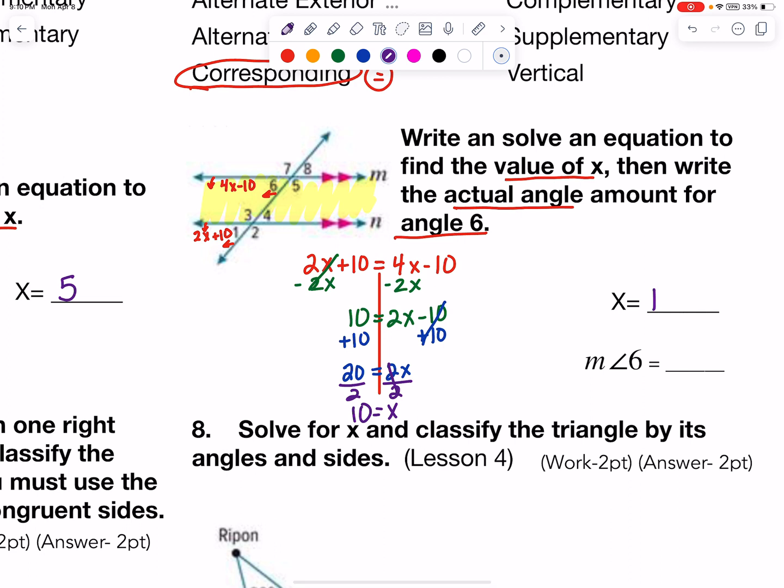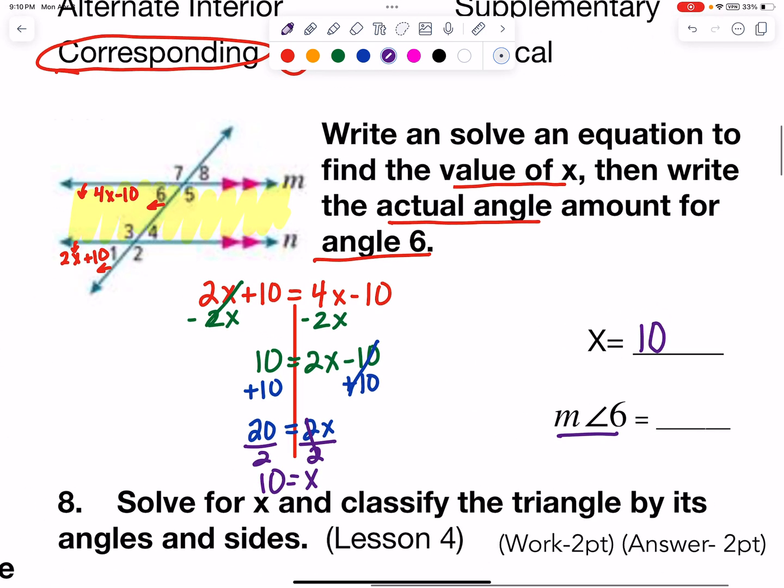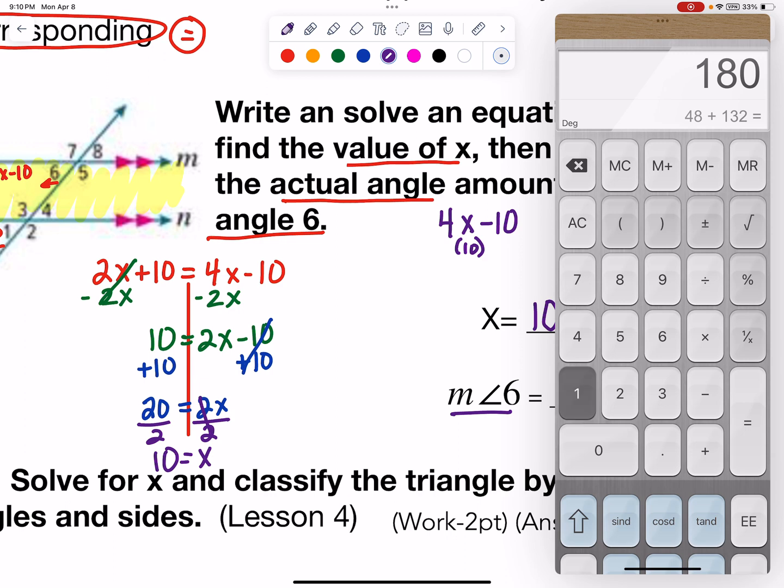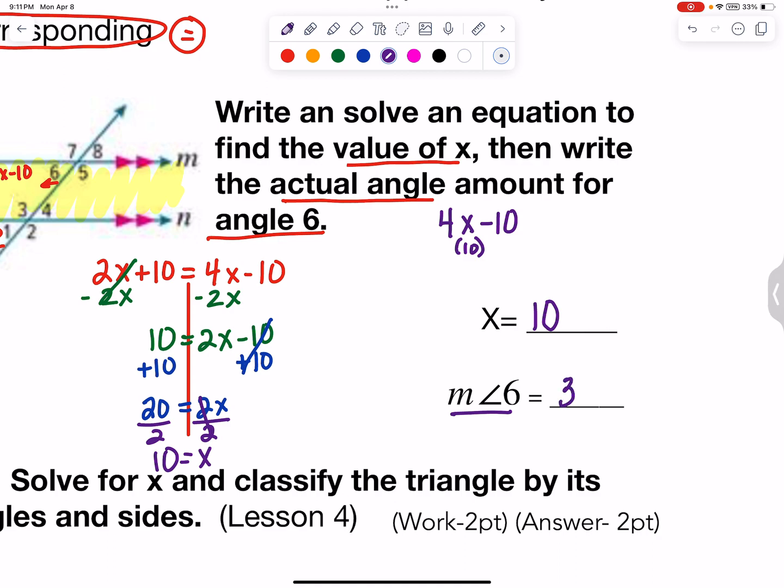So we solved what x equals, but now we need to find the measurement of angle 6. So let's go ahead and plug that in there. We have 4x minus 10, and we want to plug in a 10 for x. Okay, so we can go ahead and easily do this. 10 times 4 is 40. And then minus 10, the actual angle is 30, but make sure you put degrees.